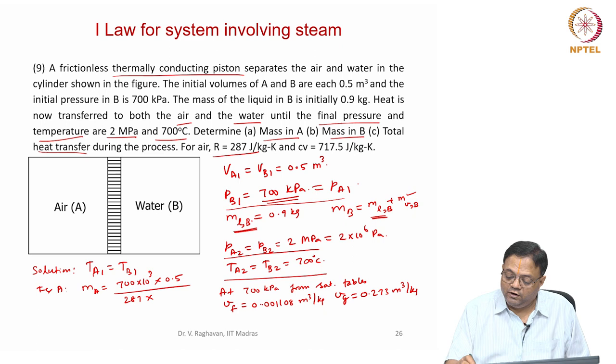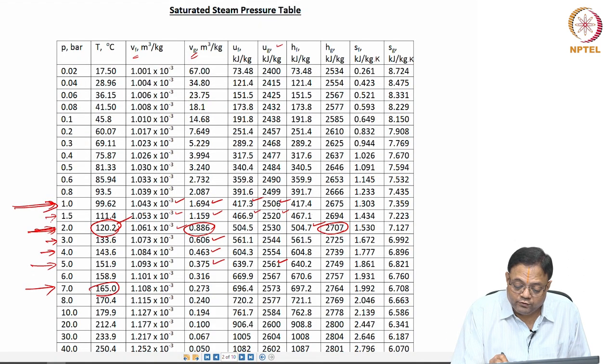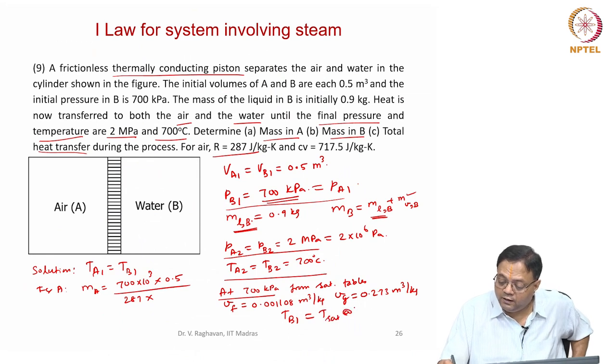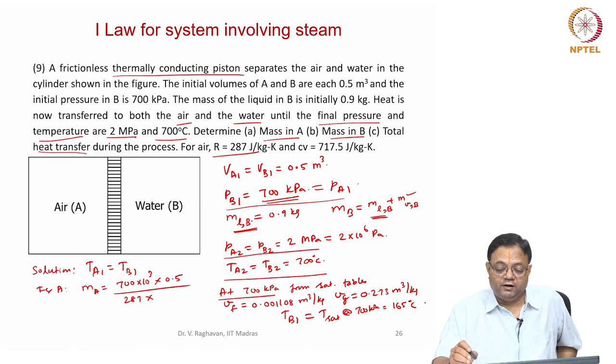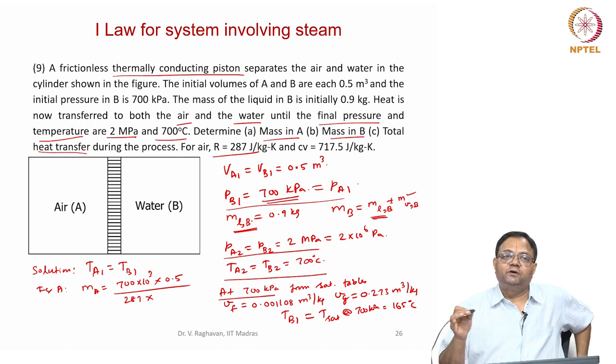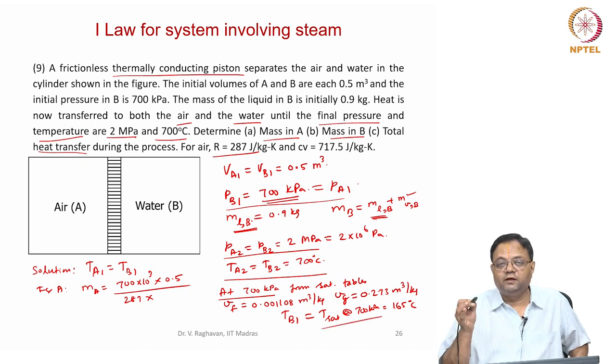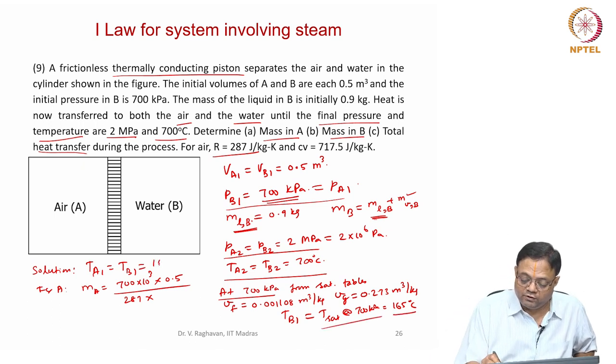So now the state is actually what? State is saturated. So what will be TB1? Saturated state. So TB1 will be equal to 165, that is Tsat at 700 kilopascals, 165 degree centigrade. Why? It is clearly given that the mass of the liquid is given. That means some mass of the vapor should also be there. So that means that is a saturated mixture of liquid and vapor. So temperature should be at this saturation temperature at the given pressure, 165. So here I can fix this as 165, and substitute it, convert it into Kelvin.